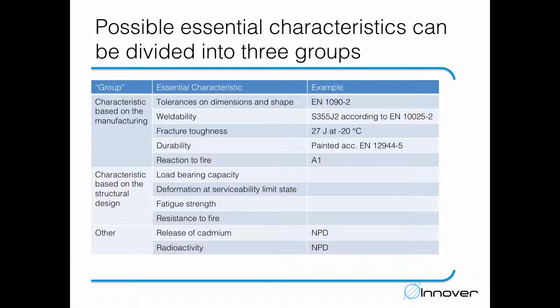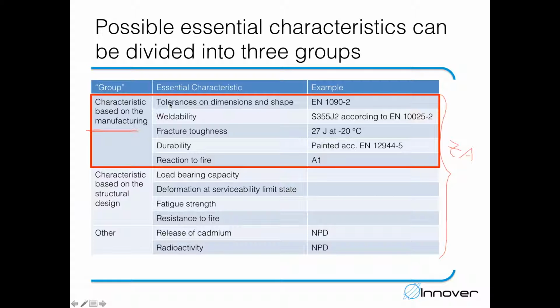And for this I have divided all the characteristics into 3 groups. And like before in the first lecture, I said that all these characteristics are defined in the Appendix C2, the same is here. And I have divided the characteristics into 3 groups based on where the proof comes from. And in the first group we have the characteristics that are based on the actual manufacturing. And these include tolerances on dimensions and shape, weldability, fracture toughness, durability, and reaction to fire.